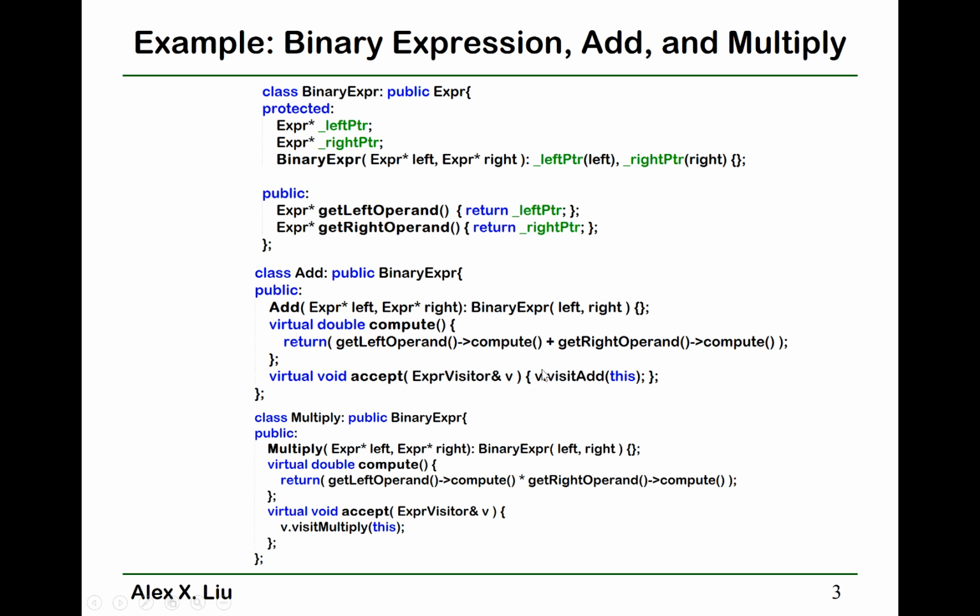This is another example. We have a binary expression class that defines two data members, the left operand and the right operand, and two get functions to get the left operand and the right operand. And the two derived classes, add and multiply, will not need to define these two get functions, they'll just inherit them.